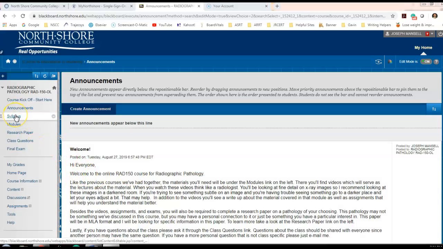The syllabus is where you're going to find the syllabus. Make sure you study that syllabus, because there is a syllabus quiz as part of your first module. Modules is where you're going to find the material that we cover. And like I said, we're going to go over that in more detail. Research paper, I'm not going to talk much more about it. You have a 6 to 8 page paper that's due the week of Thanksgiving. For more information, look for the video underneath this one.